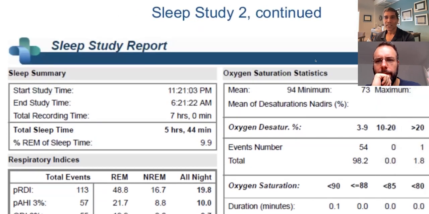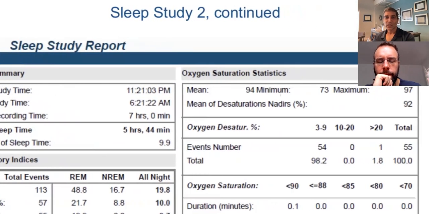So let's go down here. Now let me pull this over here. So this is the average oxygen is 94%. I'm not a big fan of that. I like 95 or above. So, we always want to optimize everything, right? And then the minimum is 73%.